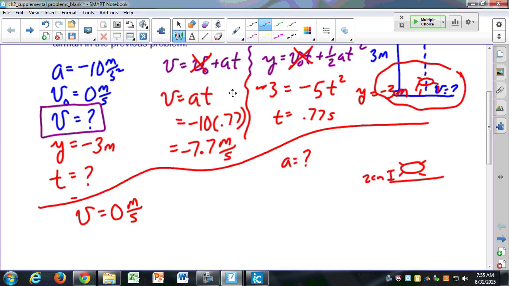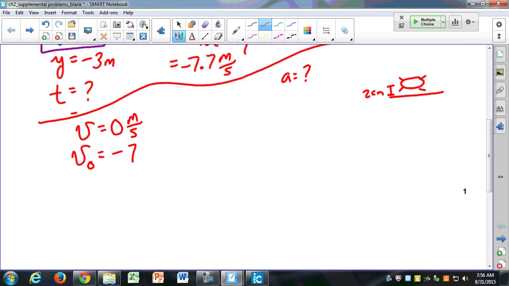Okay, what is his initial velocity? Do I know what is the squirrel's initial velocity? You're barking up the right tree. That's right, it's -7.7. Yeah, so this velocity, which was his final velocity before, is now going to be his initial velocity here. So my v naught is going to be -7.7 meters per second.